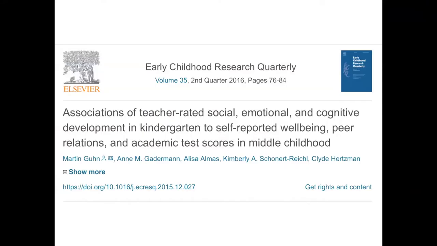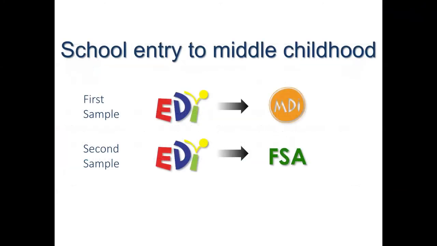What we've been able to do is link the data on the EDI to our MDI data and academic achievement data. So again, I'm putting the citation here in case anybody wants to look into it in further detail, but here's the gist in terms of the findings. So we linked EDI data to some scales from the MDI, student self-report, and then we linked the EDI data to some academic outcomes data. The FSA stands for Foundational Skills Assessment, which is a standardized test here in grade 4 in British Columbia.